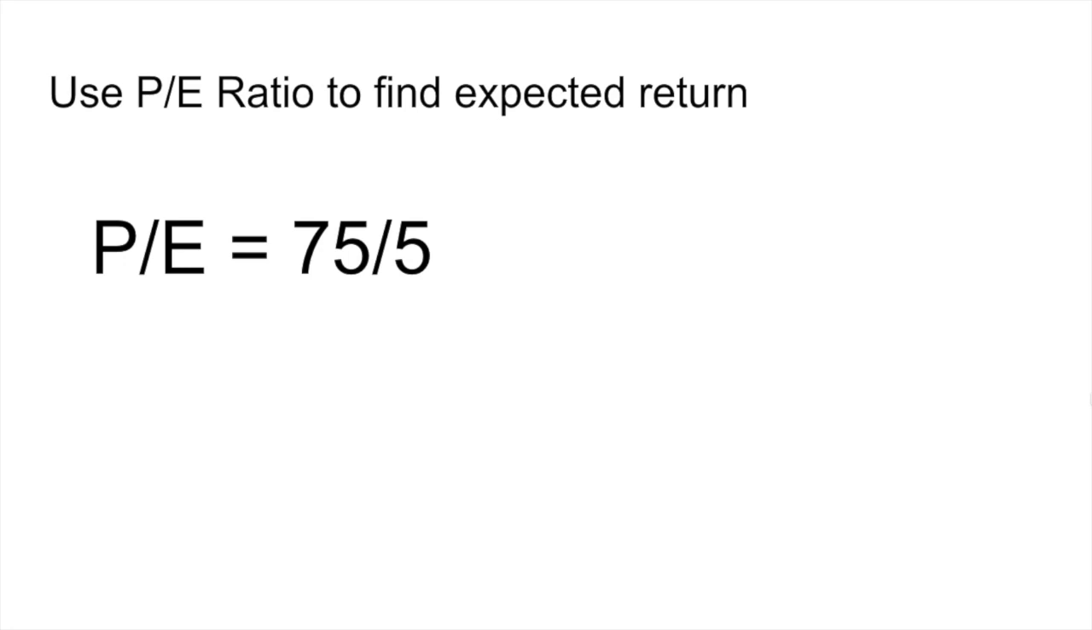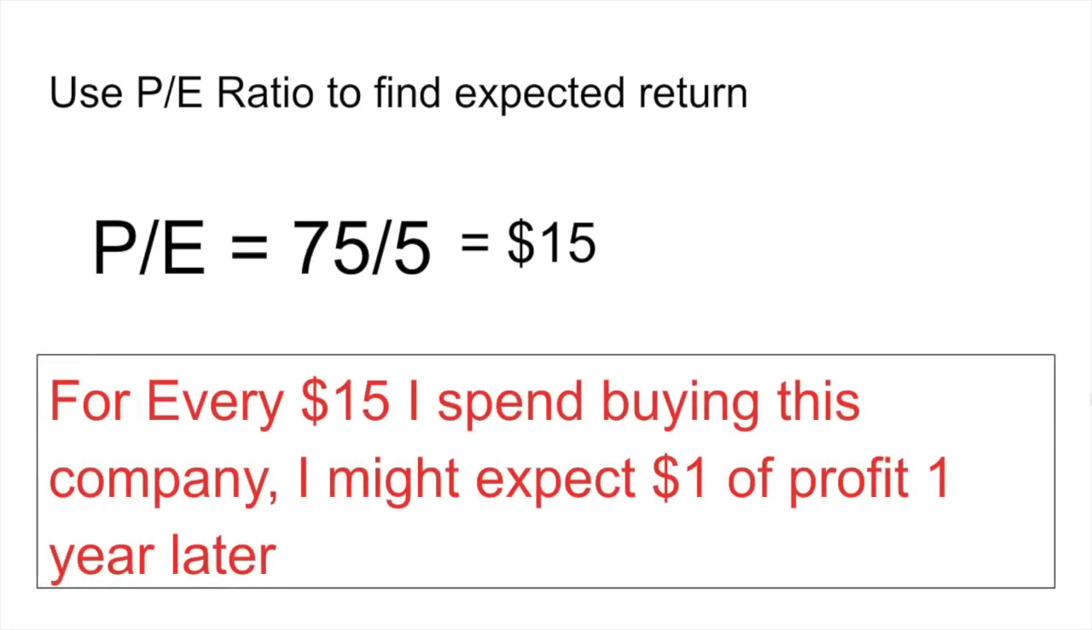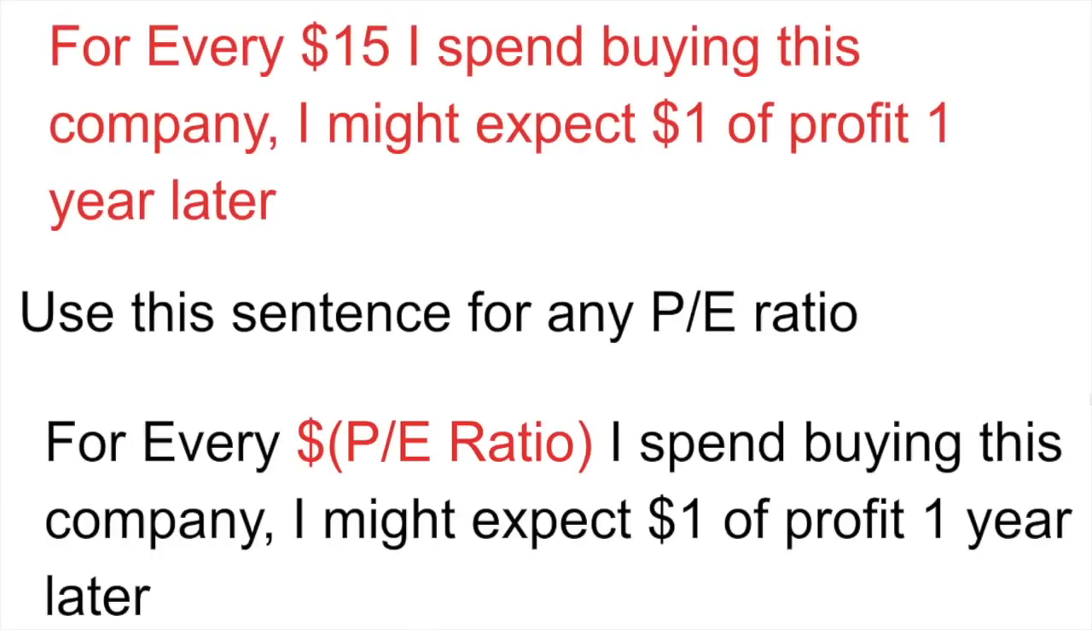For example, there's a stock selling for $75 with earnings per share of $5. With this example, the PE ratio will equal 15. The meaning of what this PE ratio represents can be remembered usually using the following sentence. For every $15 I spend buying this company, I might expect $1 of profit 1 year later. This sentence is the key to using the PE ratio to value a company. The sentence can be used with any PE ratio simply by entering it into the sentence.